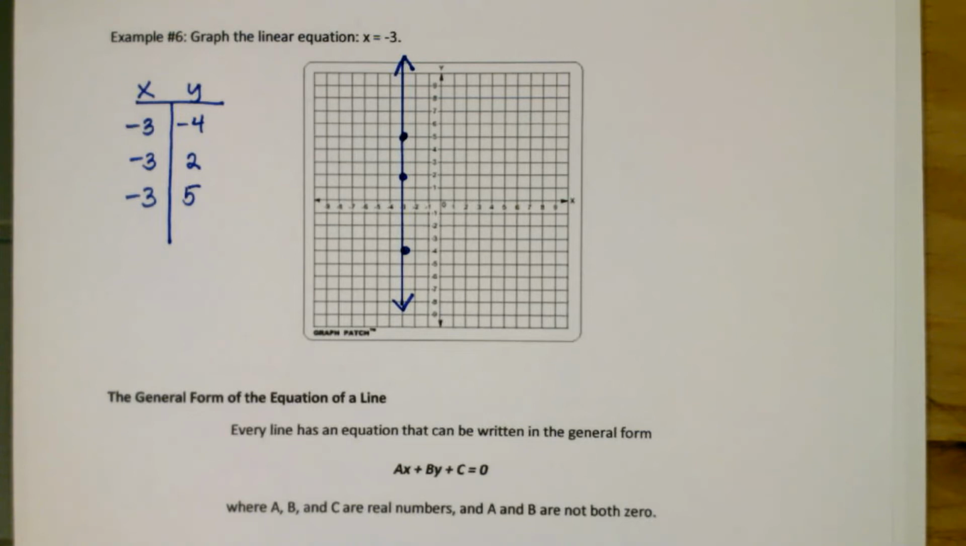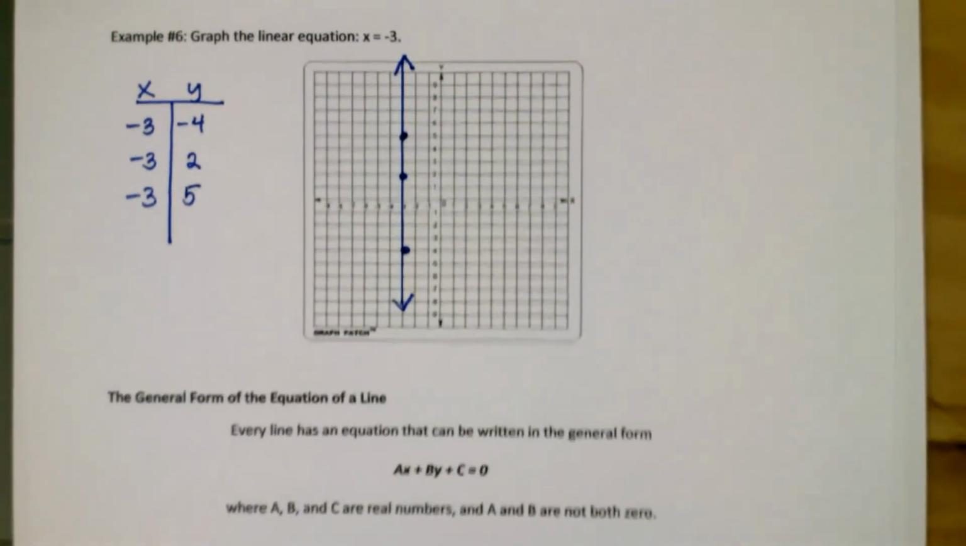So be familiar with how to graph a horizontal line. If you have y is equal to some constant, it's automatically a horizontal line. If x is equal to some constant, then that means you have a vertical line. Okay? Now let's look at the general form of the equation of a line.